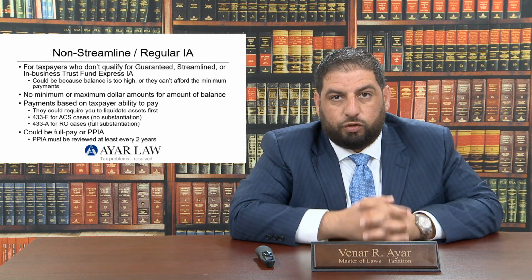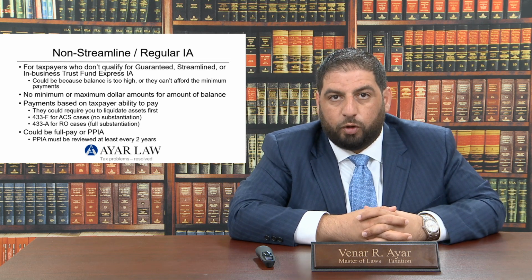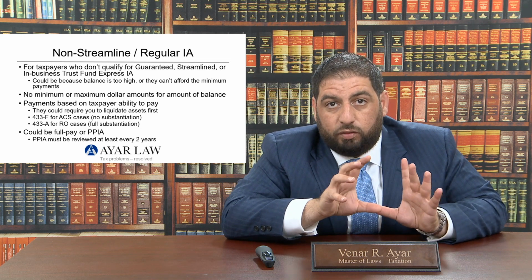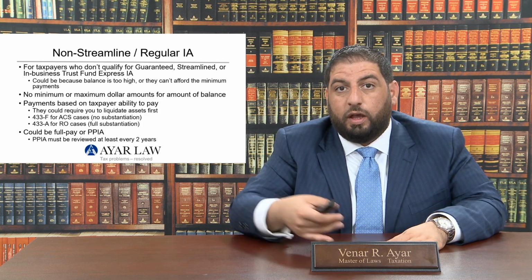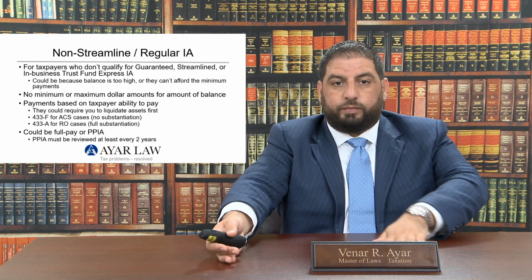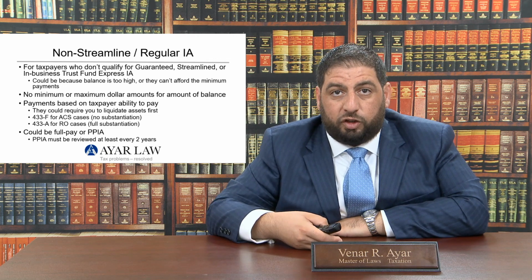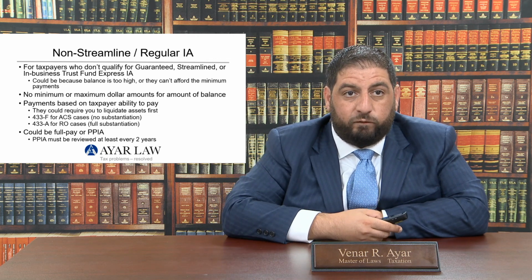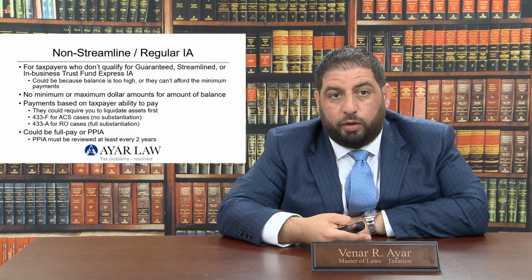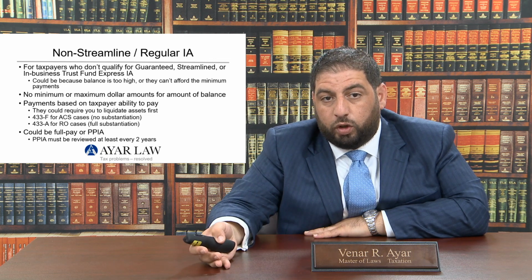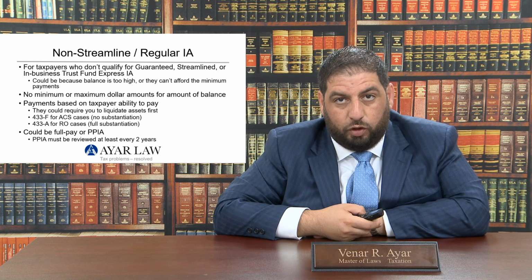And only if your mortgage is denied will they give you the installment agreement. They will look to collect from your assets first, and to the extent that you can't pay from your assets, then they will look at your monthly income and your monthly expenses to determine your ability to pay. Now remember, the amount is entirely determined based on your ability to pay. So it could be a full pay installment agreement or it could be a partial pay installment agreement.